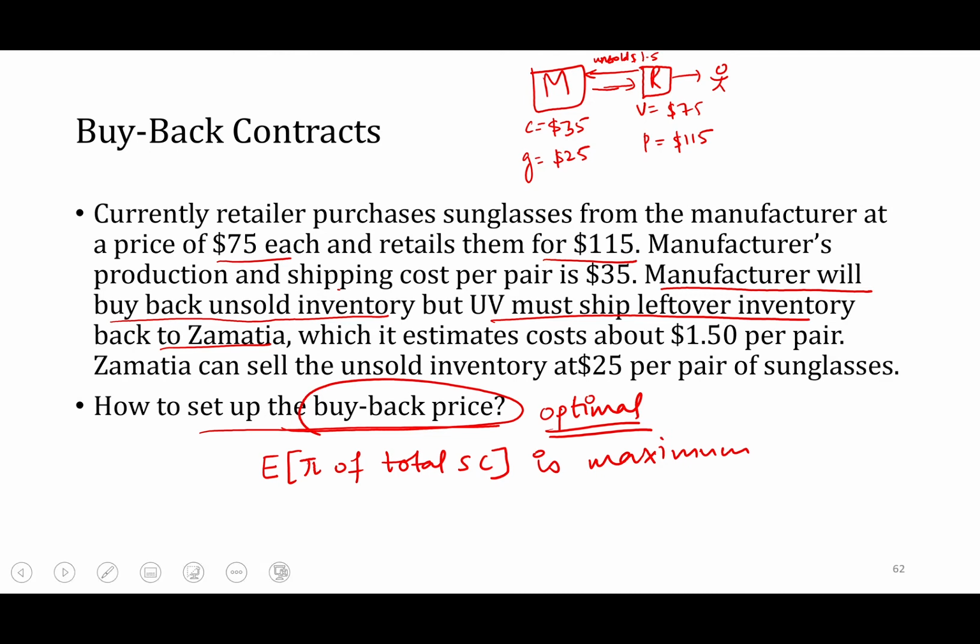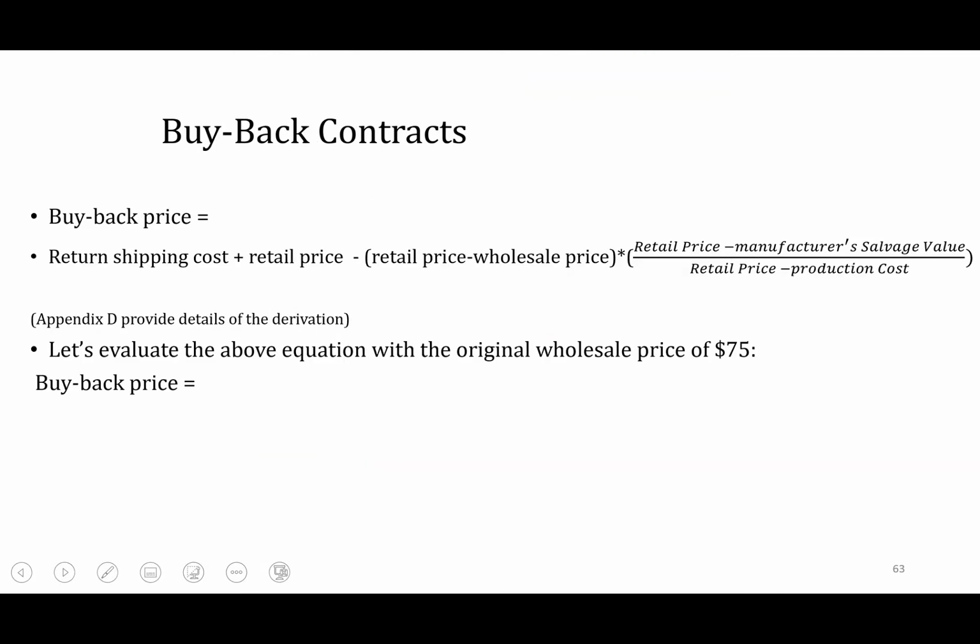For that we have a formula. We are not going to go into the details of how we got this formula, although the derivation is available in the book, and I'll be happy to point you to it if you would like. For the purpose of this class, we are only going to look at how to use this formula in order to find the buyback price. The components of the formula are the return shipping cost, the retail price, the wholesale price, the manufacturer salvage value, and production cost.